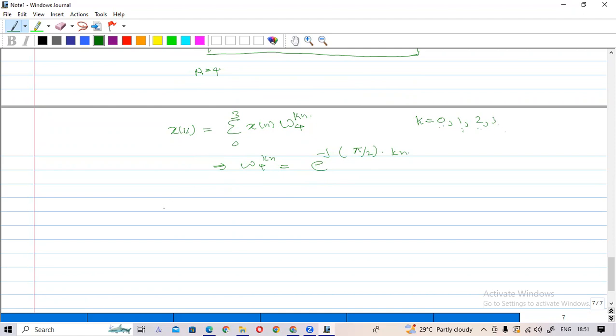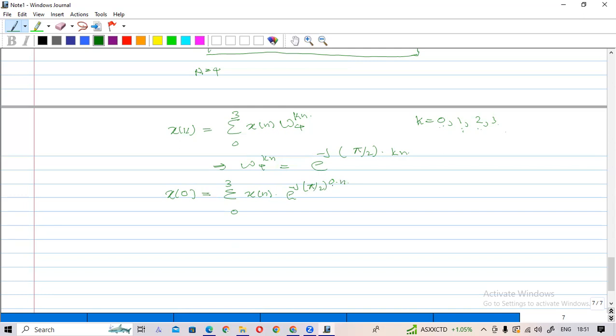Here you can write X[0], that is k is equal to 0. So it is equal to sigma 0 to 3 of x[n] W_4^{kn}. Here I will write directly this one. So W_4 is e to the power minus j pi by 2. Now k is equal to 0, and you have n.